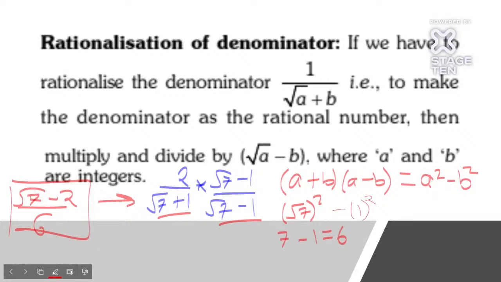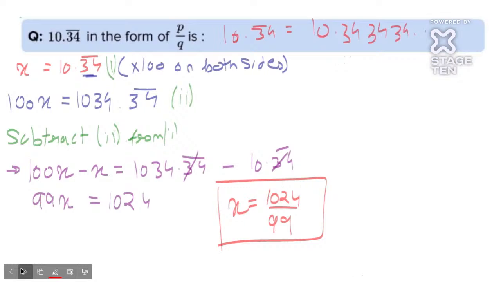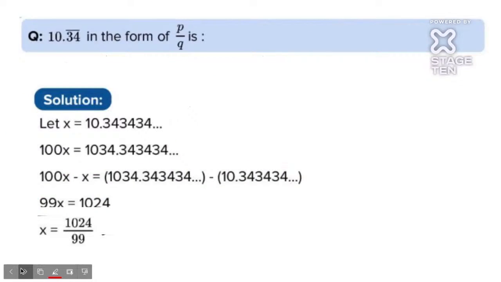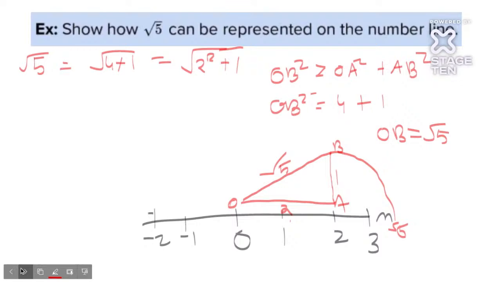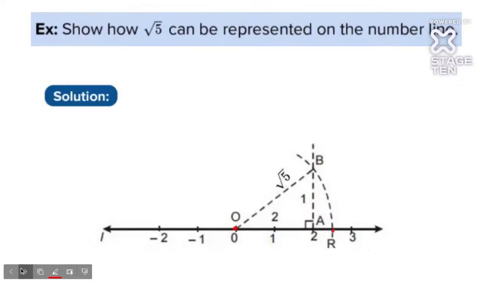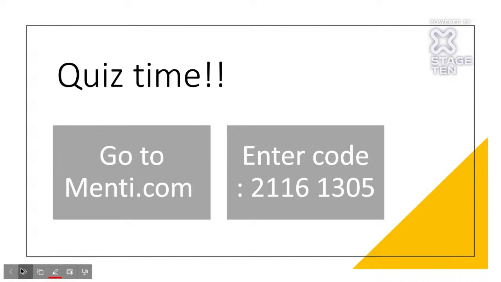Okay, that is what rationalization is. Super easy. So we did laws of exponents and we even discussed these two questions: how do we write 10.34 bar in the form of p by q, and how do we write root 5 on the number line. So now students, it's time for our Menti quiz. So let's go to menti.com, then we'll discuss polynomials.